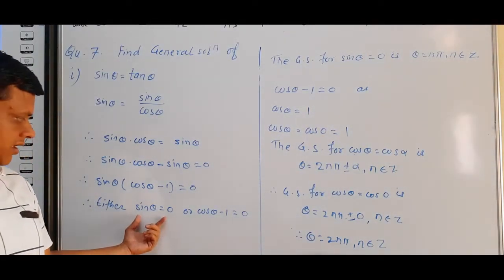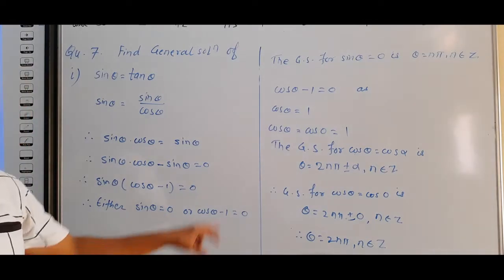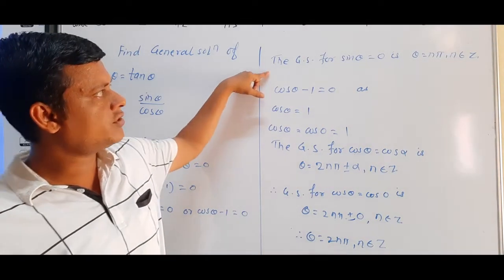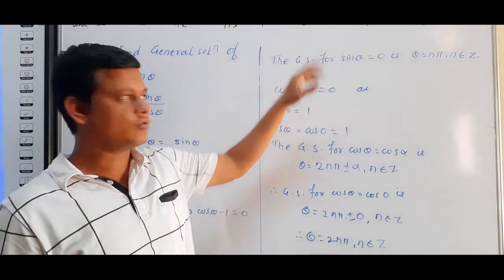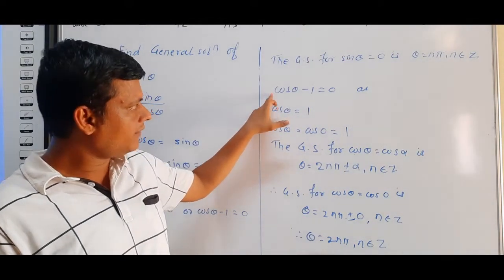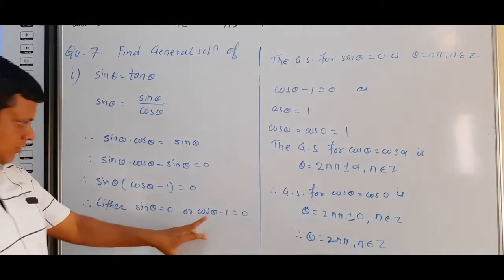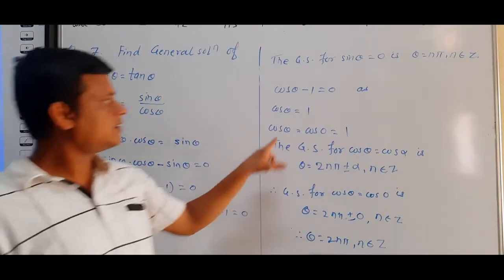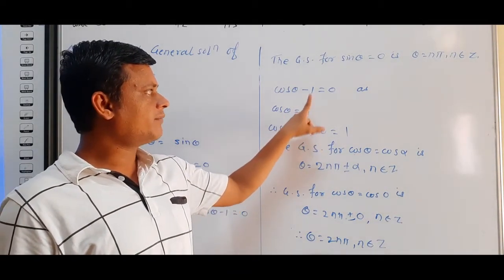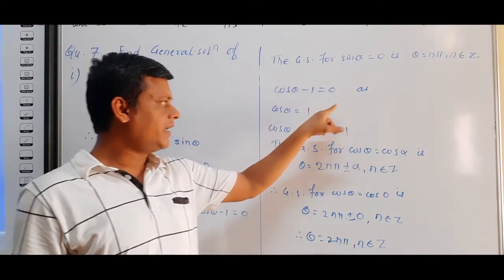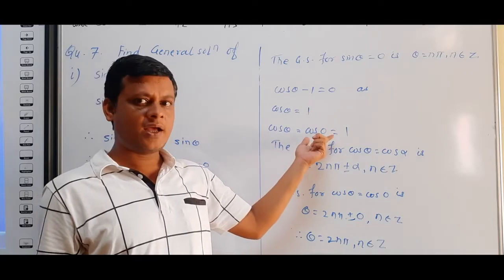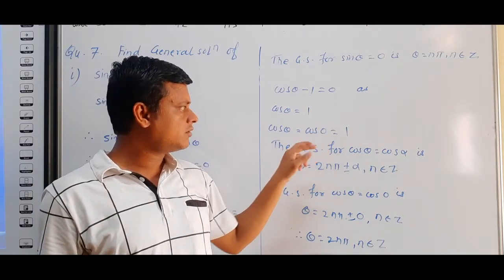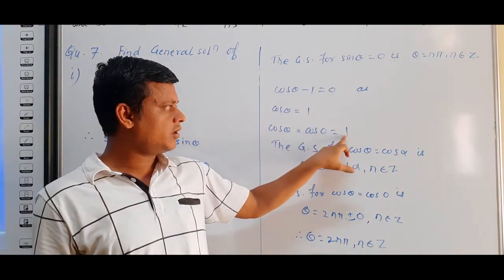Now we know the general solution for sin theta equals 0. So we write the general solution for sin theta equals 0 is theta equals n pi, n belongs to Z. And cos theta minus 1 can be written as cos theta equals 1. After transferring minus 1 to the RHS, we get cos theta equals 1. We know for angle 0, cos 0 is 1. So we write cos theta equals cos 0 equals 1.